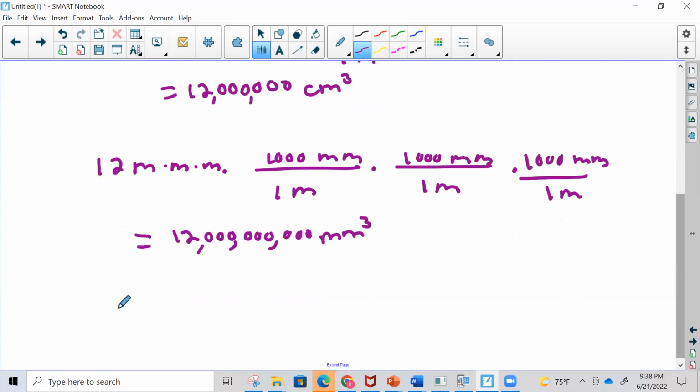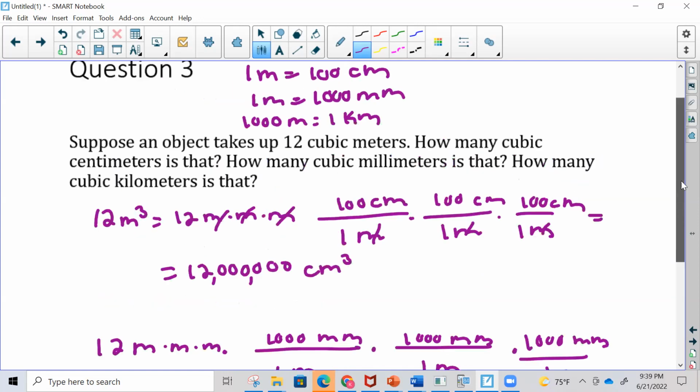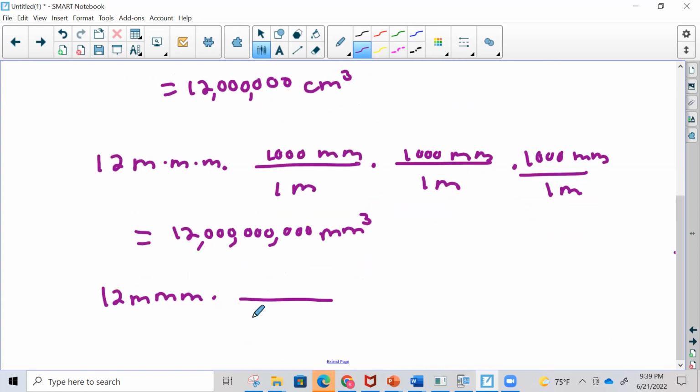And then the last one is converting this to kilometers. Now this one, we're going to get a smaller value because meters is smaller than kilometers. So for this, we're going to do that third conversion factor, which is 1,000 meters is equal to 1 kilometer. Okay, again, meters goes in the denominator. I have to do it 3 times to get each one to cancel.